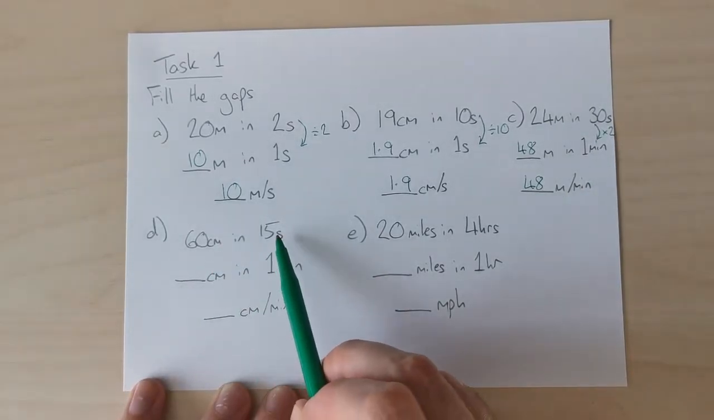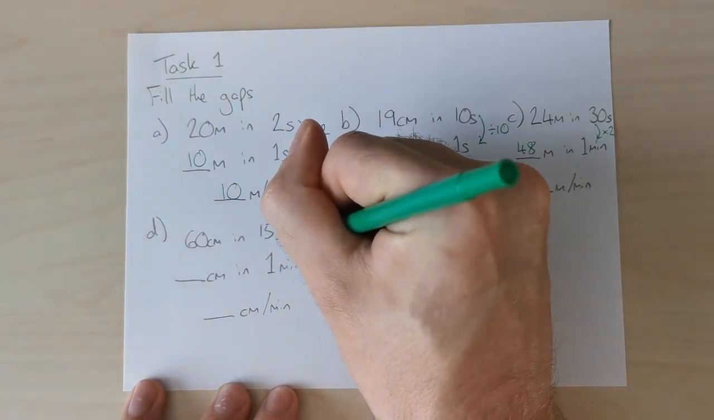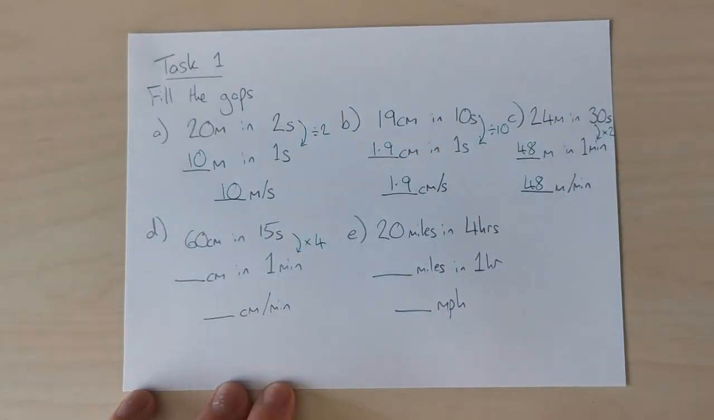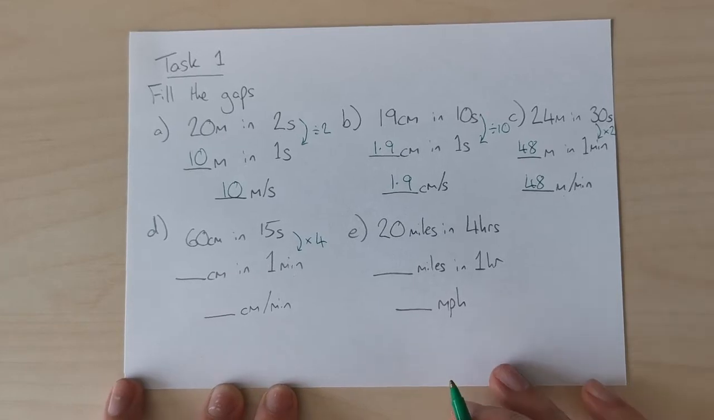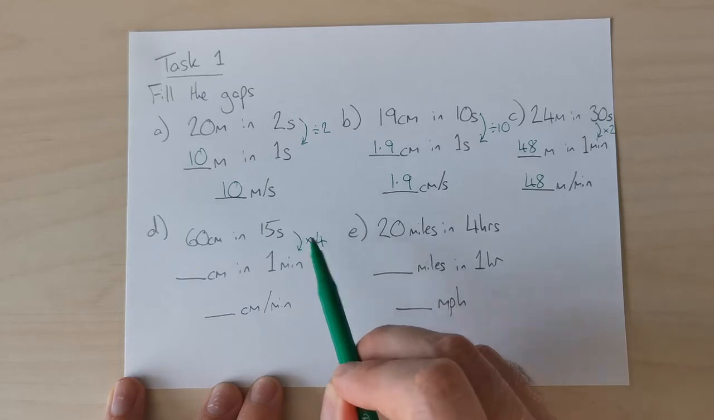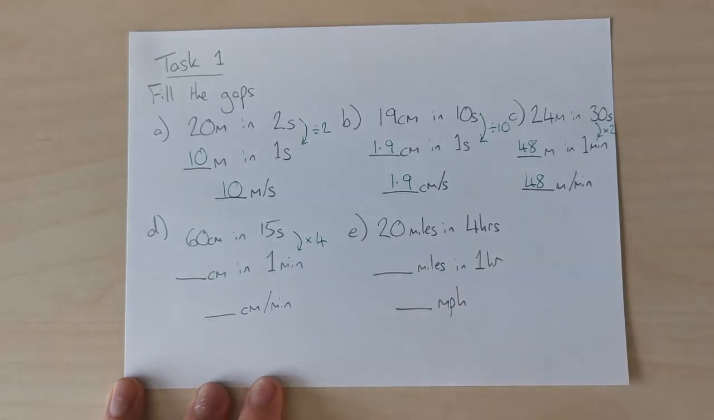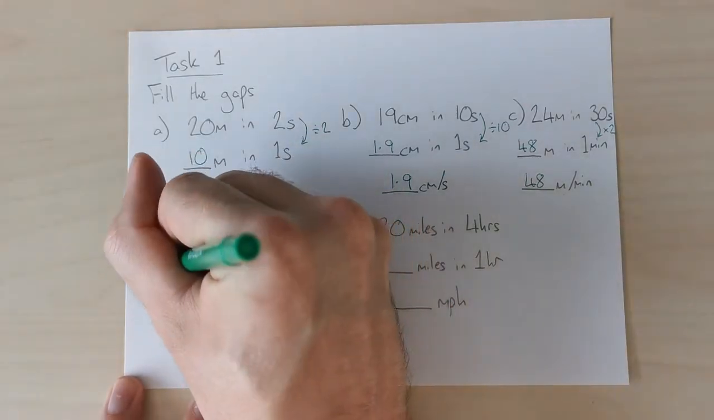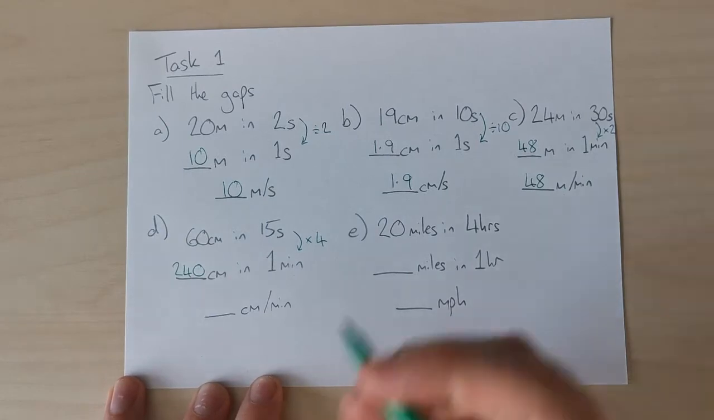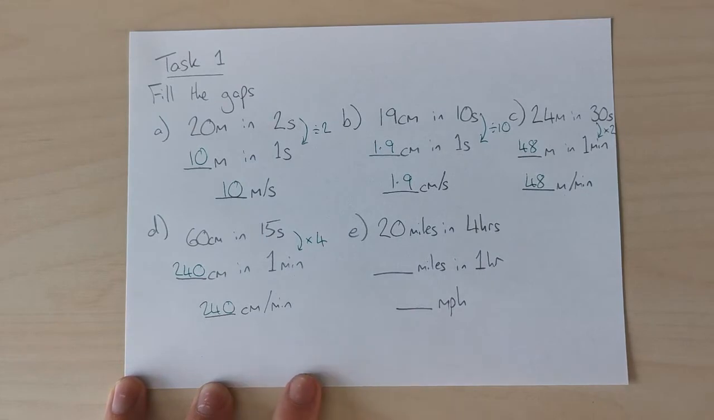Part D, we need to turn 15 seconds into 1 minute this time. So how many lots of 15 seconds make 1 minute? That would be 4. If you look at a clock, 15 seconds would be a quarter of the way around the clock. So a quarter of the way around, times that by 4, that would take us all the way around the clock for a full minute. So that means we need to times 60 centimetres by 4. So that would give us 240. So that gives us an average speed of 240 centimetres per minute.